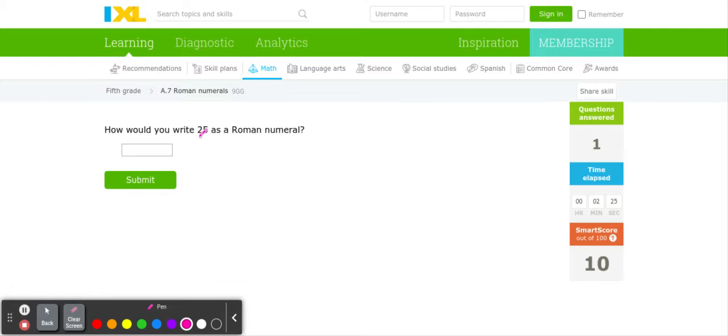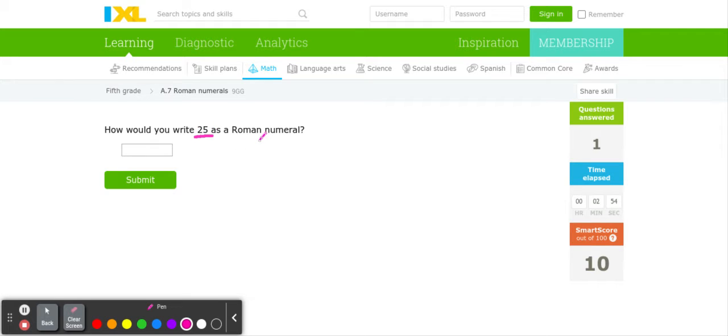Okay, how would you write 25 as a Roman numeral? So 25, before you guys ask, there is no number that represents 20. There is 10, there is 50, there is 100, there is 1,000. However, there is no 20. So how do we get to 25?